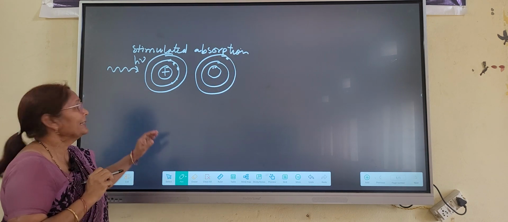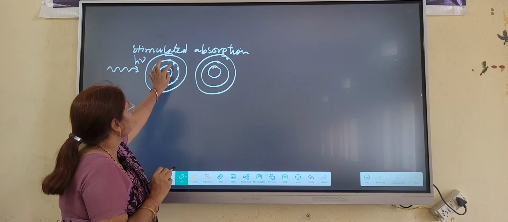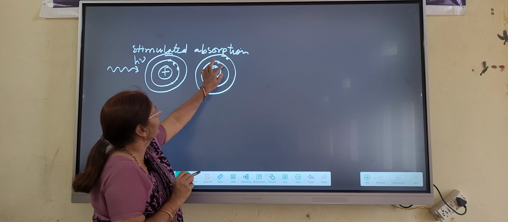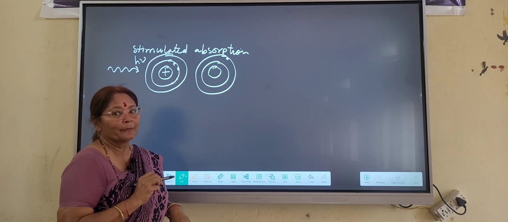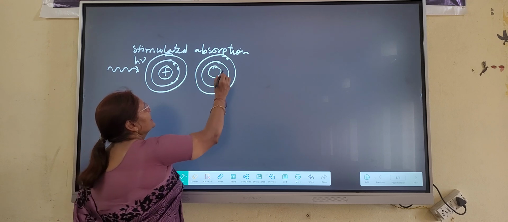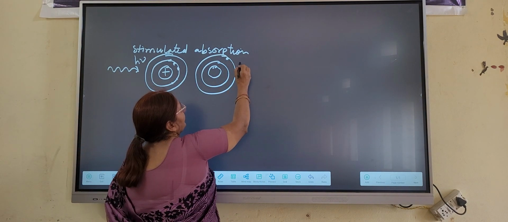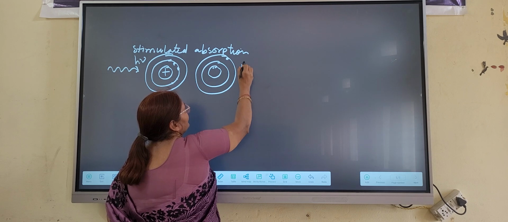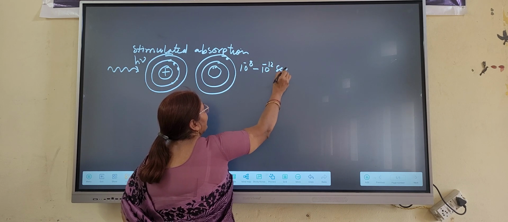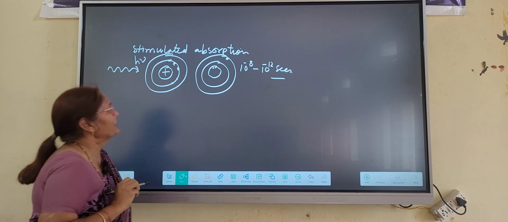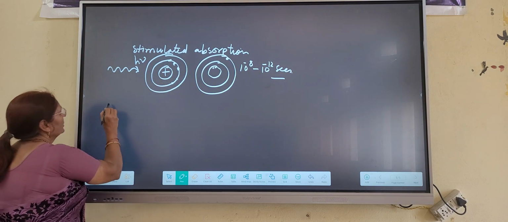Now we have made a photon incident on this, and it is hitting this atom and taking it to the higher excited state. So this is called stimulated absorption. Now what happens? The atom remains in the excited state for 10 to the power of minus 8 to 10 to the power of minus 12 seconds. This much time it remains in the excited state. After this, what can it do?